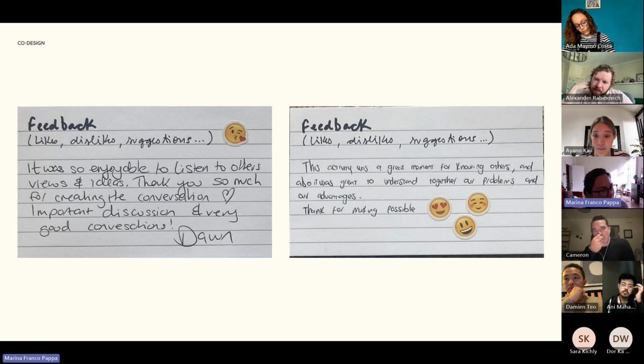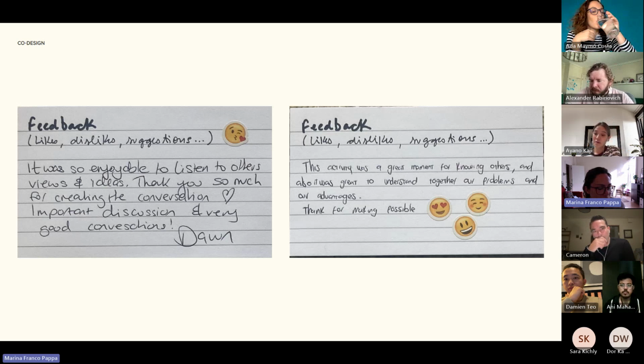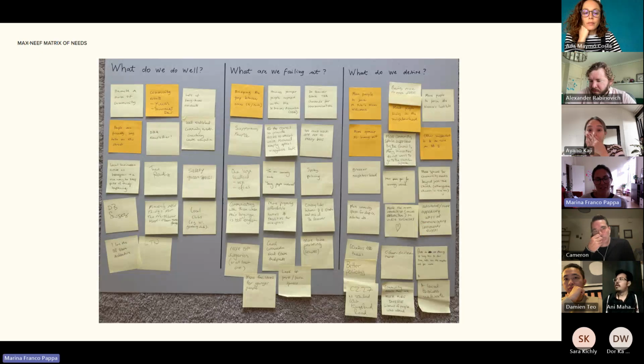So I think creating this space is a very small step into bringing this idea that design can bring people together, that this type of discussion can be productive for the community. And so that was the co-design workshop.